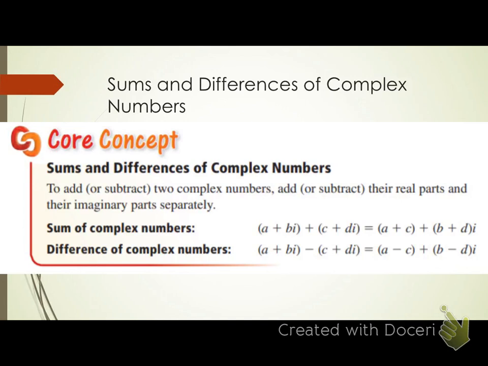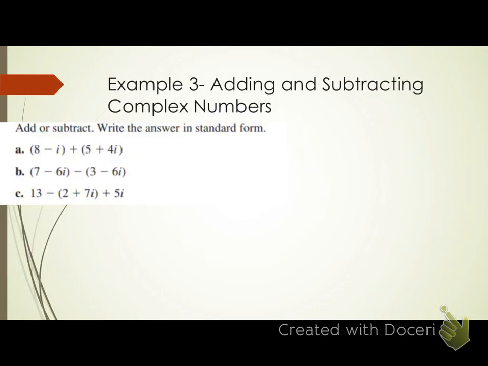So, it would distribute to the c and to the di, and then I would combine like terms. So before y'all get too confused about this, I go to an example to where it's easy. Letter A. 8 minus i plus 5 plus 4i. It wants me to add or subtract, depending on what it tells me to do. And it wants me to write the answer in standard form.